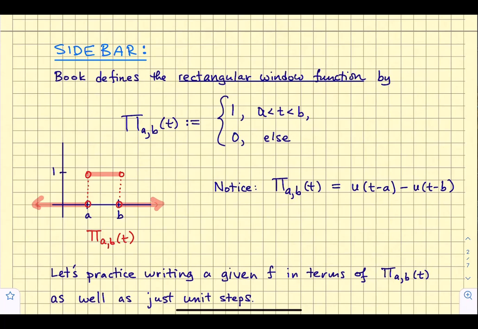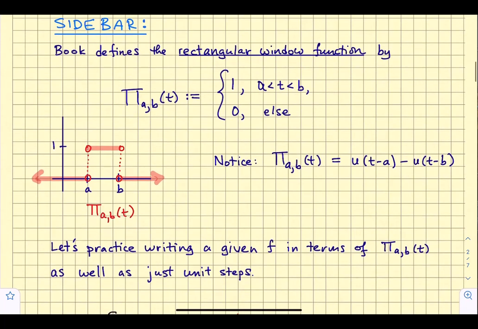And the reason they call this the rectangular window function is if you think of its graph, it's a function that's 0 until you get to a, and at time a it kicks on a value of 1. It stays on until a time b, and then it turns back off and gives you a value of 0. So you can see this is like a little rectangular window. 0, then non-zero, and then back to 0.